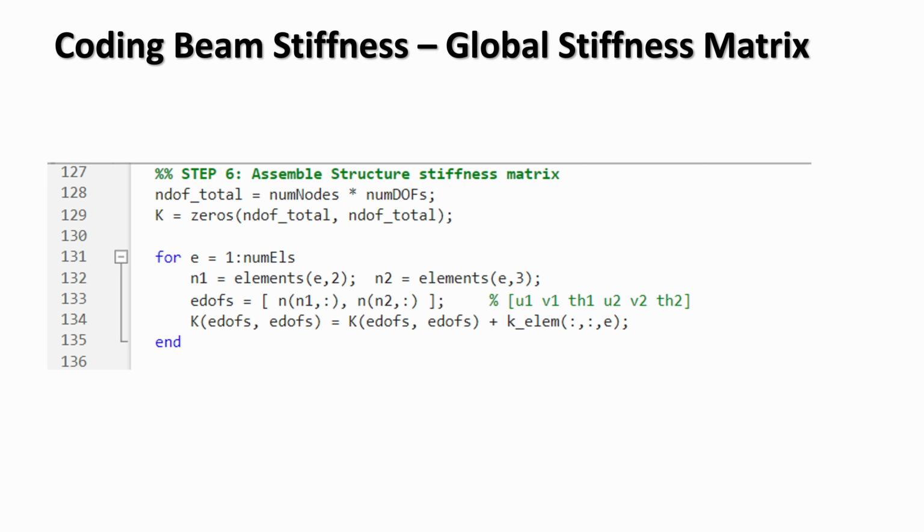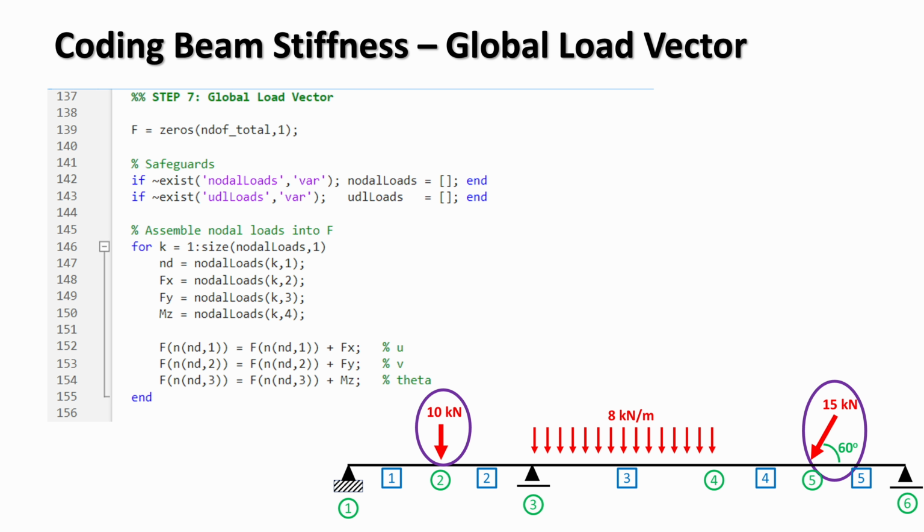Once assembled, the global stiffness matrix represents the full behavior of the beam, and we're ready to apply the loads and boundary conditions. In this step, we begin assembling the global load vector, which contains all external forces and moments arranged according to the global degree of freedom numbering. We start by creating a zero vector with one entry for each degree of freedom, and then add the loads one by one. The code includes a simple safeguard to check whether nodal loads or distributed loads have been defined. If either is missing, it assigns an empty list, so the script can run without errors for different problem setups.